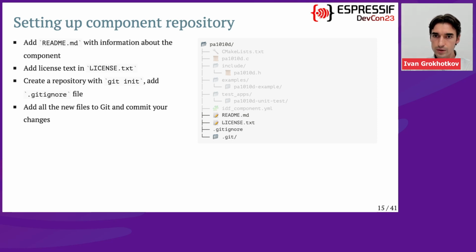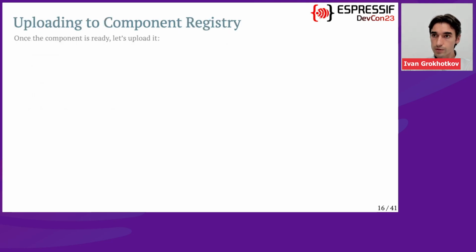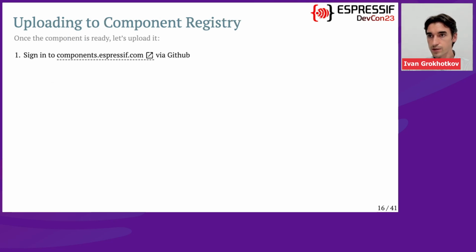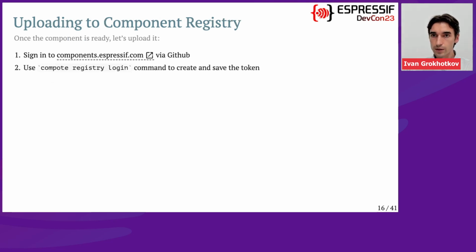And now that all those things are in place, we can actually upload the component to the component registry. First, we're going to do this manually, and then we're going to set it up in CI. So the steps are going to be fairly simple. We're going to sign into components.espressif.com, then log into the registry in the CLI.